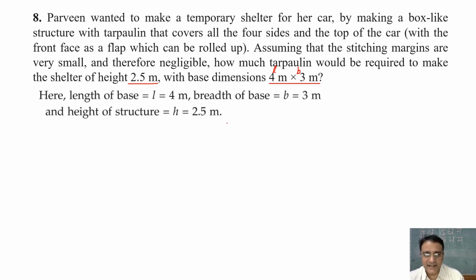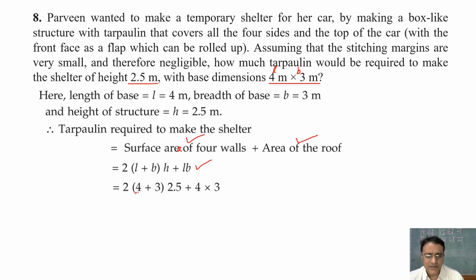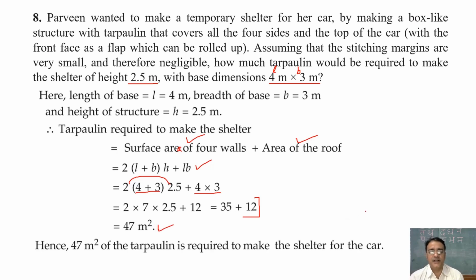So first we wrote LBH fully. So how much tarpaulin is required, that is the surface area of 4 walls and area of roof, that is top. So 2 into L plus B into H plus LB. Now substitute all the values. So this will become 7 into 5, that is 35, plus 12. So final answer, 47 meters square. So this is the final answer, hence 47 meters square of the tarpaulin is required to make the shelter for the car.